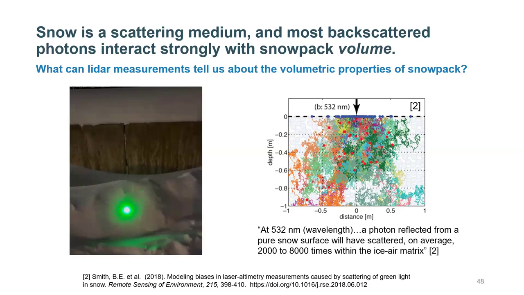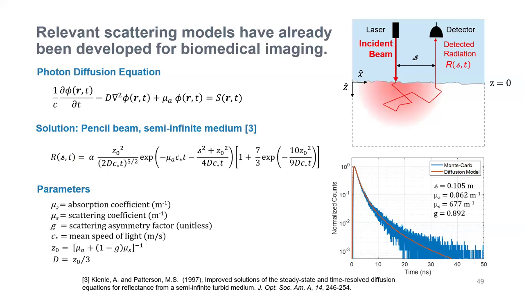And so to answer the first question, fortunately, a lot of research has already gone into modeling the time-dependent reflectance of light by highly scattering media. This research has mostly gone on in the biomedical optics community, where they're very interested in coming up with new ways to measure properties of human tissue, which is also highly scattering. And so most of the models in that literature rely on what's known as the diffusion approximation to the radiative transfer equation. Under the diffusion approximation, photons are modeled as particles that diffuse within the medium.